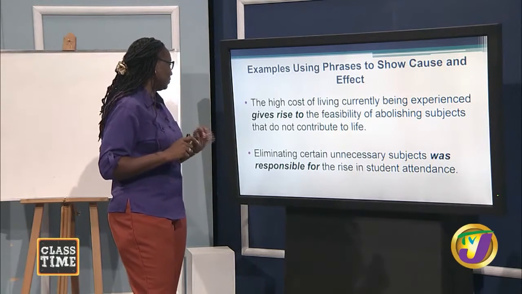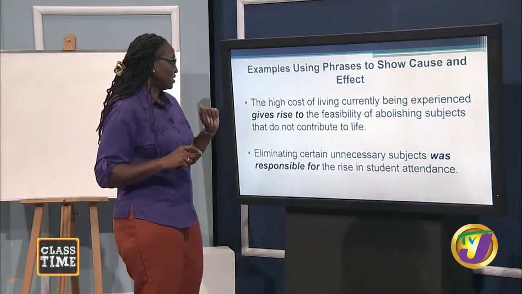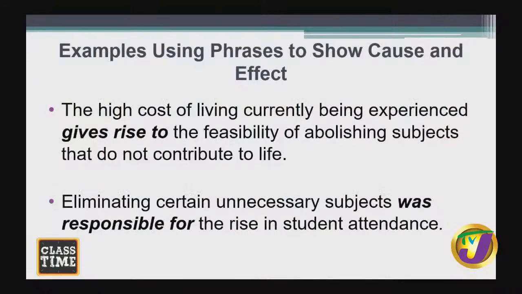So let's look at the last one. Eliminating certain unnecessary subjects was responsible for the rise in student attendance. So right there you have the order nicely laid out, plain and simple. So the cause, eliminating certain unnecessary subjects. And the effect, rise in student attendance. And what did you use to connect those two? Was responsible for. Very clear, very simple, very precise.